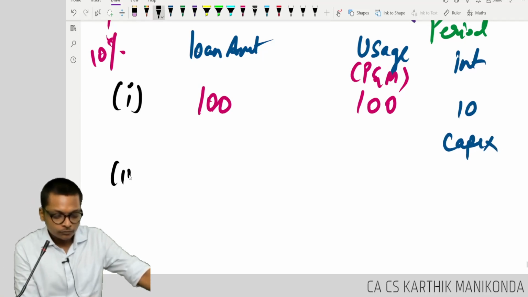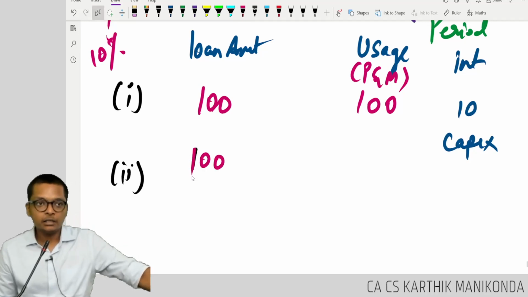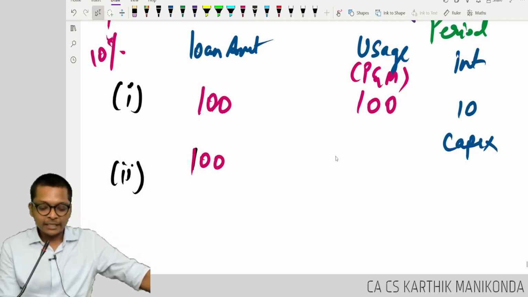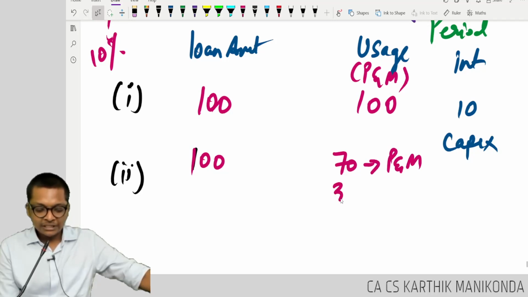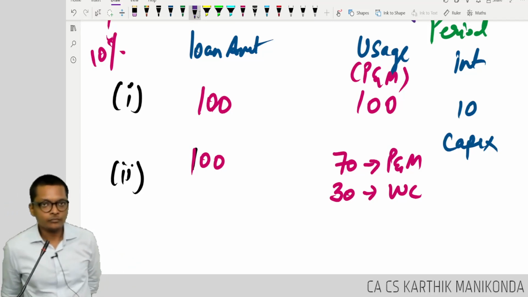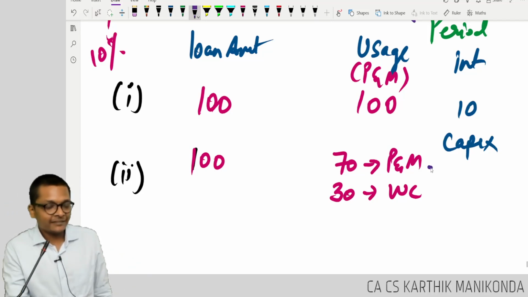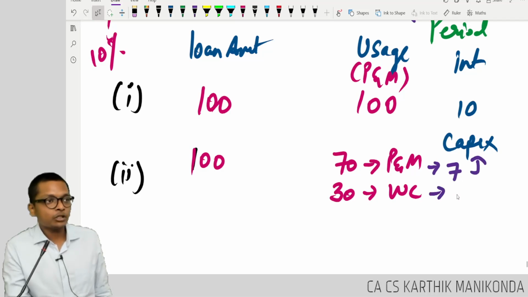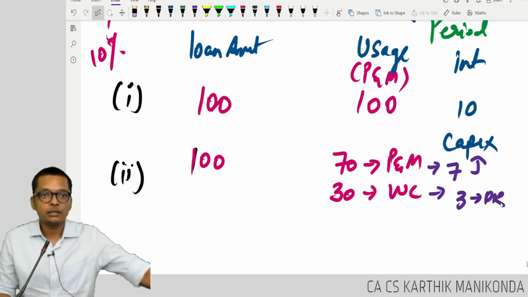Case 2. Loan amount is 100. Usage has a breakup. 70 is for plant and machinery. 30 is for working capital. What do you do in this scenario? Interest on 70, assuming 10%, 7 you will capitalize. Interest on 30, assuming 10%, 3 you will debit P&L.